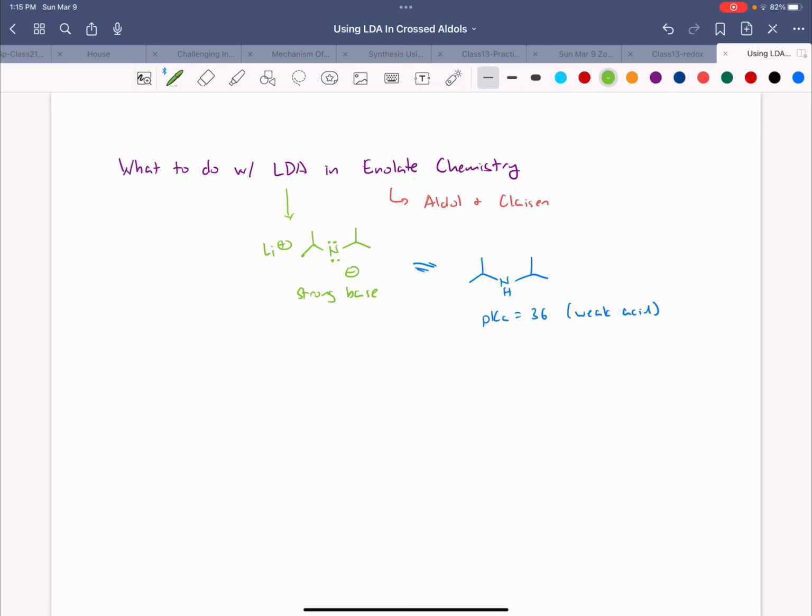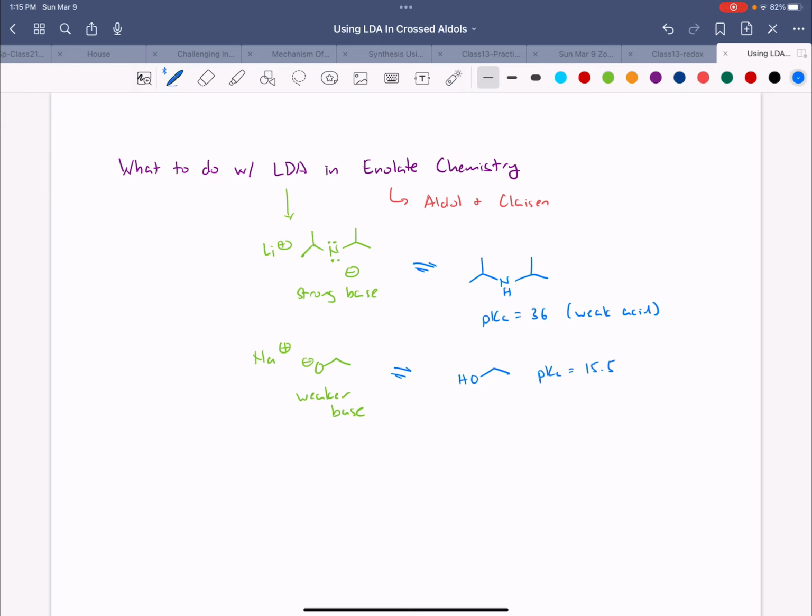Think about the alternative, right? The alternative is NaOEt. So NaOEt is Na plus, OEt minus. So now when we do the acid-base reaction and we get our conjugate acid, we have a pKa equal to, I call it 15.5, some people call it 16. So that's a moderate acid. So this is a weaker base than LDA, okay?